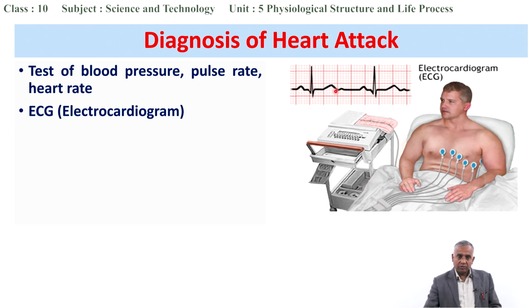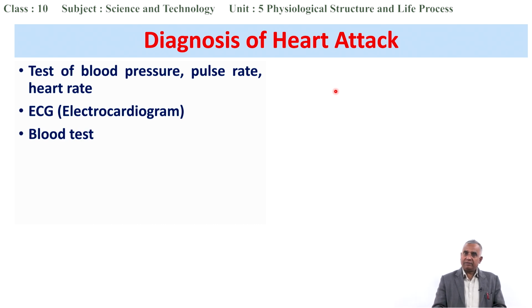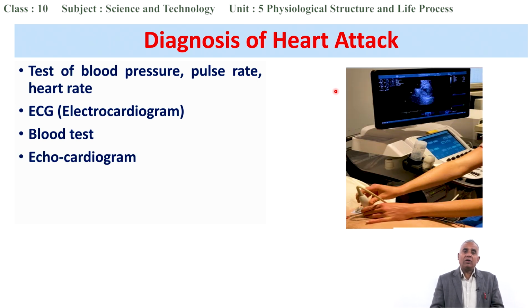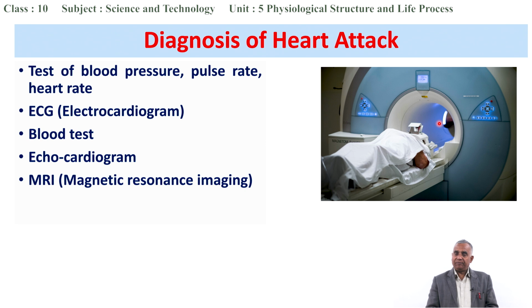So next one is what? Blood test. By testing blood also it can be known. So it is lab work. Echocardiogram: in it, by using machines, the heart's condition is seen on the monitor. Here the technician is seeing that. Next one is what? MRI.